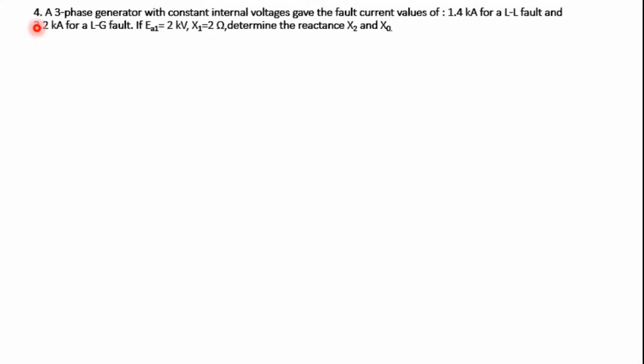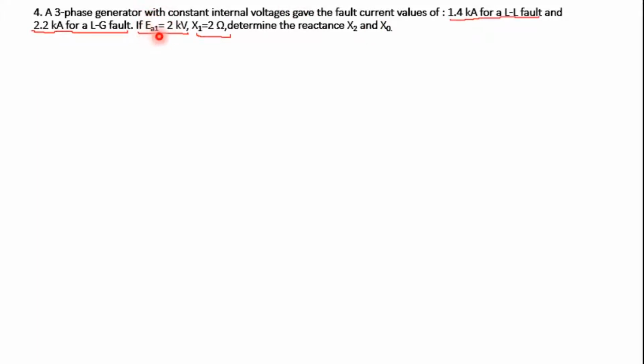Let us consider the next one. A three-phase generator with constant internal voltage gives the fault current values. It is 1.4 kiloamperes for line to line fault and 2.2 kiloamperes for the line to ground fault. If A1 is 2 kV and X1 value is 2 ohm, calculate X2 and X0. So here we need to observe carefully.